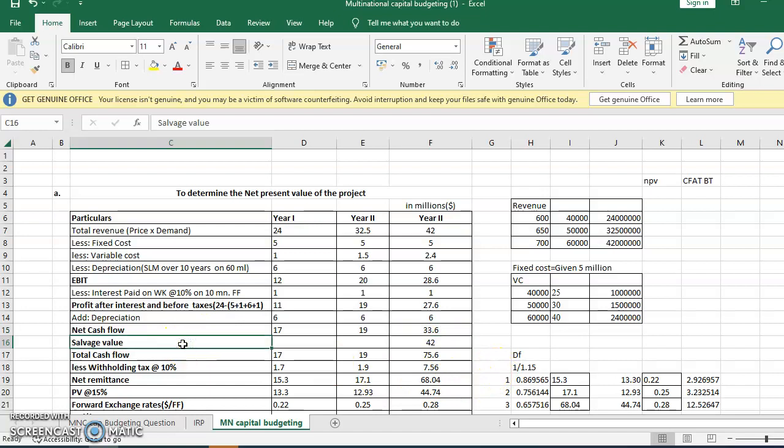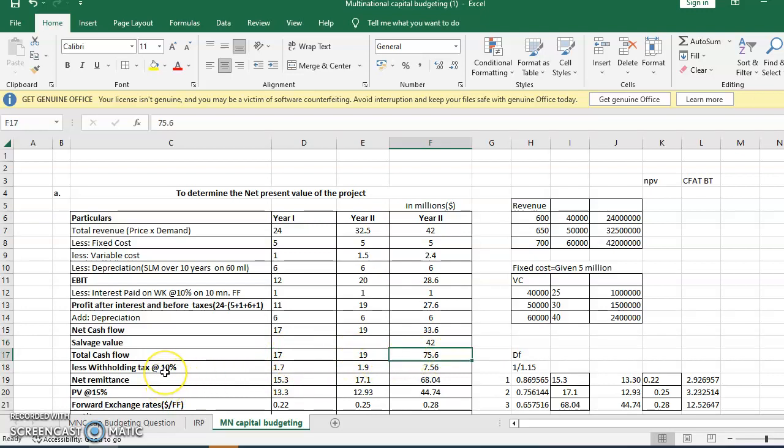Salvage. Salvage is the total amount that you're recovering at the end of the life of the asset. So therefore, that's given to you as 42 in the question. So we are taking it as it is. So the total cash flows we're getting are 17, 19 and 75.6. Okay.